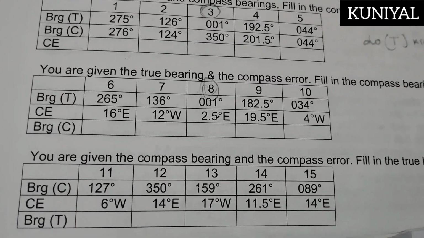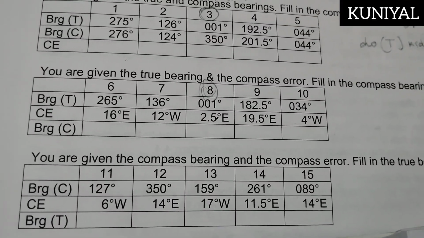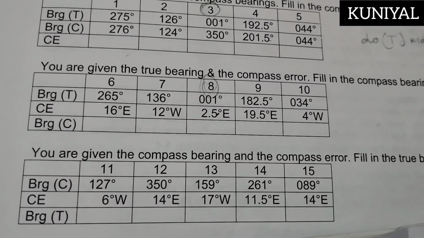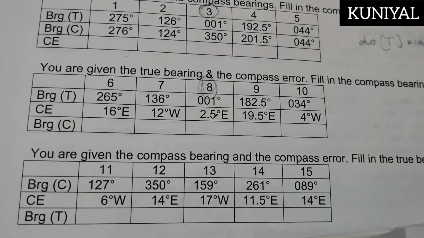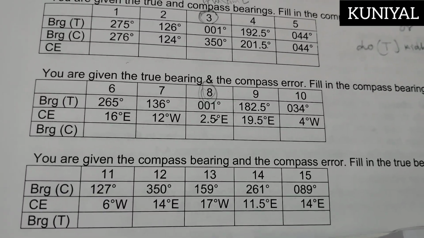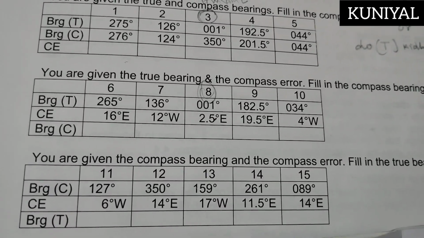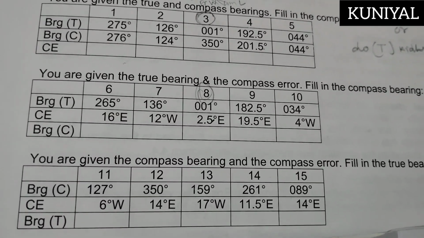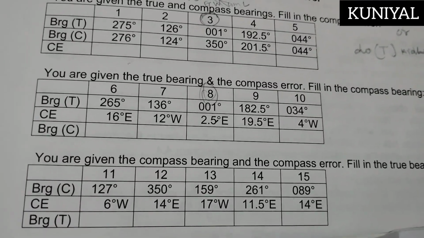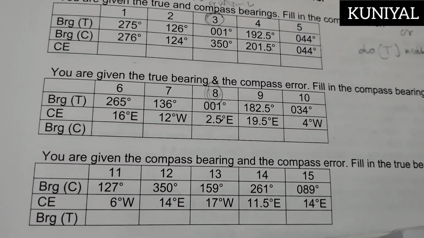Now the seventh part, we are given a true bearing of 136 degrees and a compass error of 12 degrees west. If we do error west compass west, it means the compass value will be higher, so we will add 136 plus 12, which will be 148 degrees. Now how will we do it by diagram?